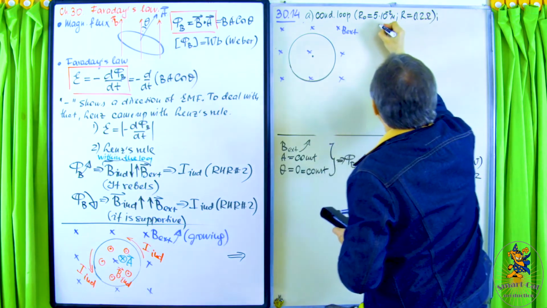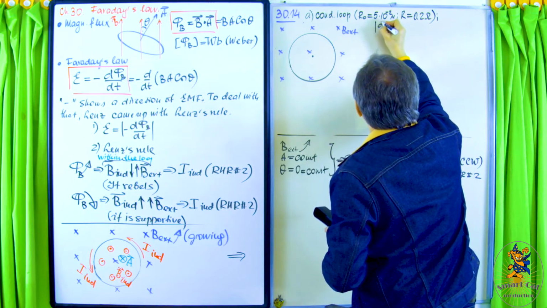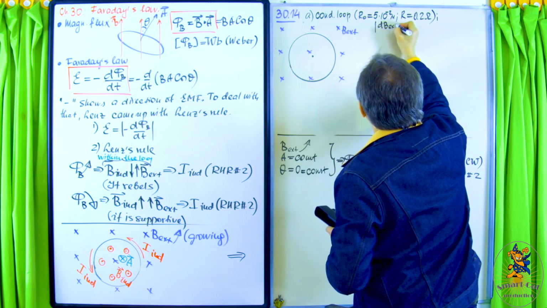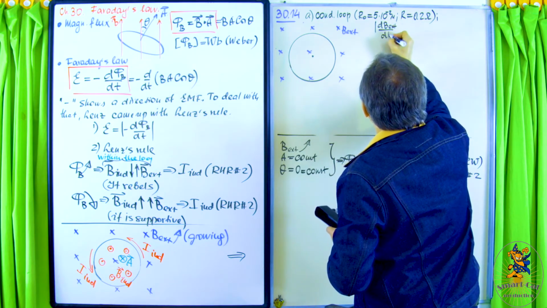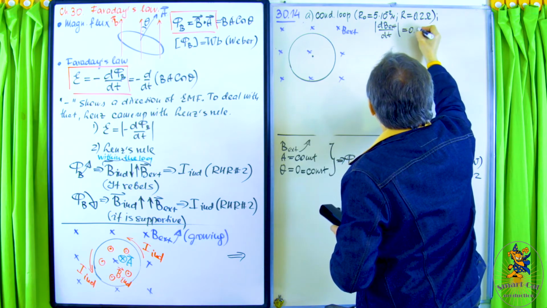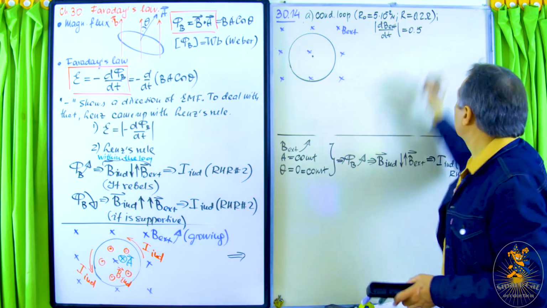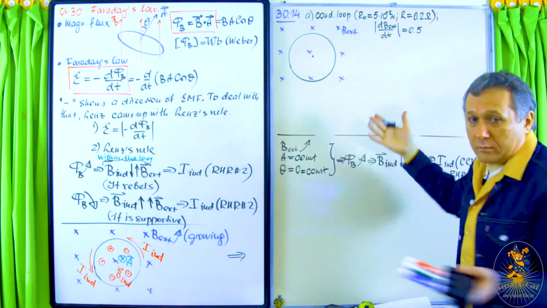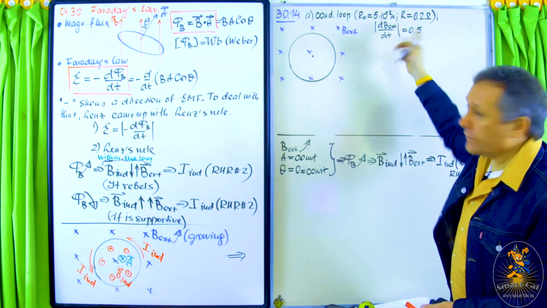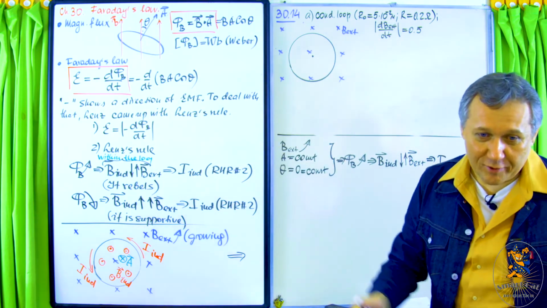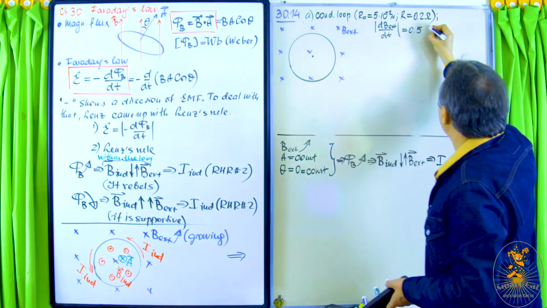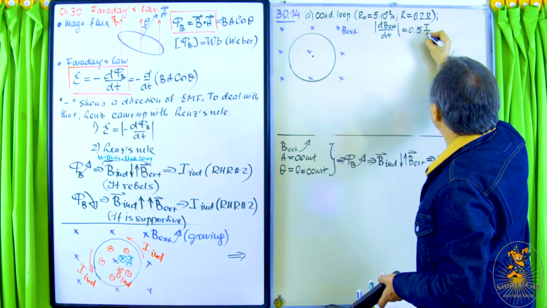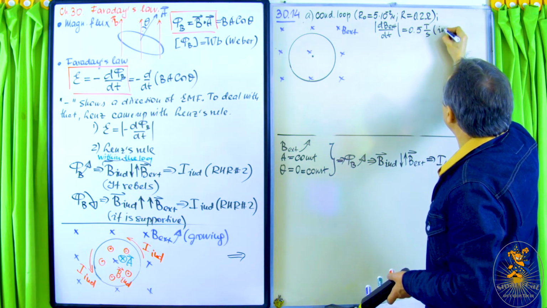So what is given? The absolute value of dB external over dt equals 0.5 units, whatever you see, Tesla divided by seconds. It's a rate of change of the magnetic field, Tesla divided by seconds, and it's increasing.